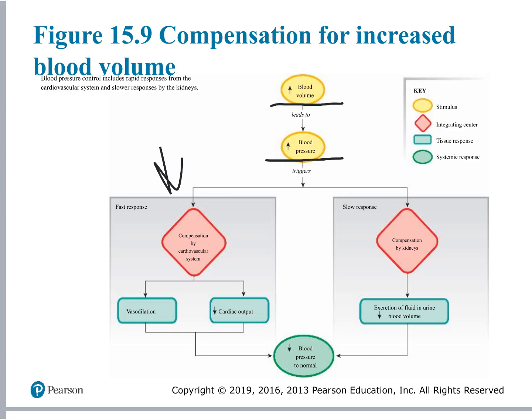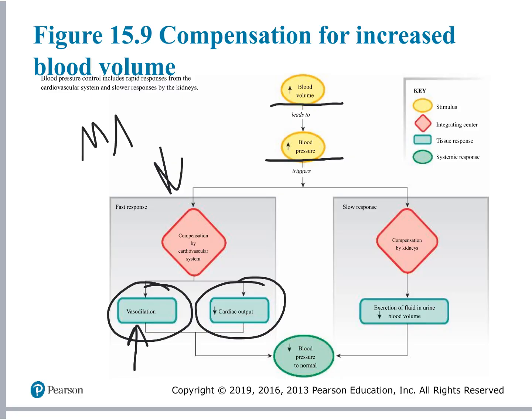If there's an increase in blood pressure, vasodilation will be stimulated, and also a decrease in cardiac output. Well, why vasodilation? Because it has to do with resistance. If we remember, mean arterial pressure is proportional to cardiac output times resistance. So vasodilation, again, has to do with resistance. So vasodilation decreases resistance, which will decrease pressure. Decreasing cardiac output will decrease pressure.